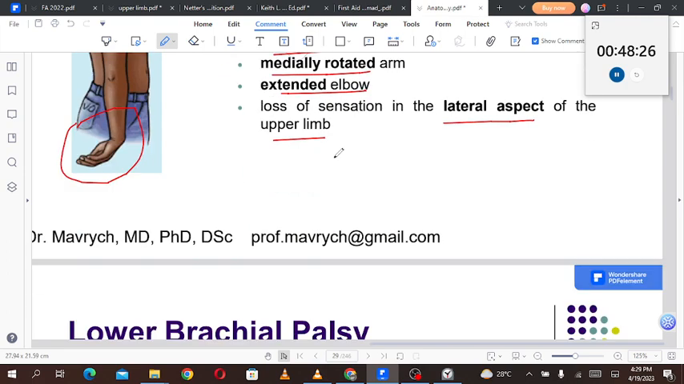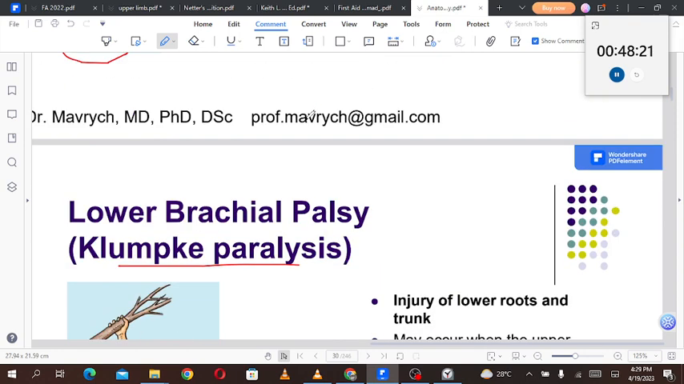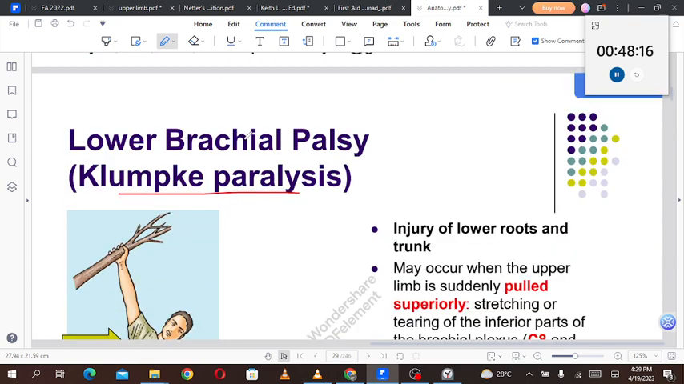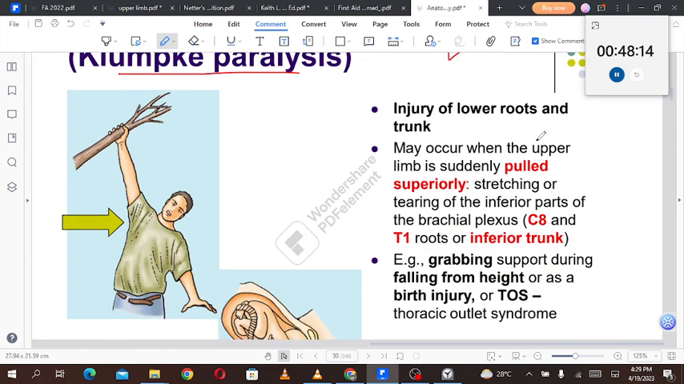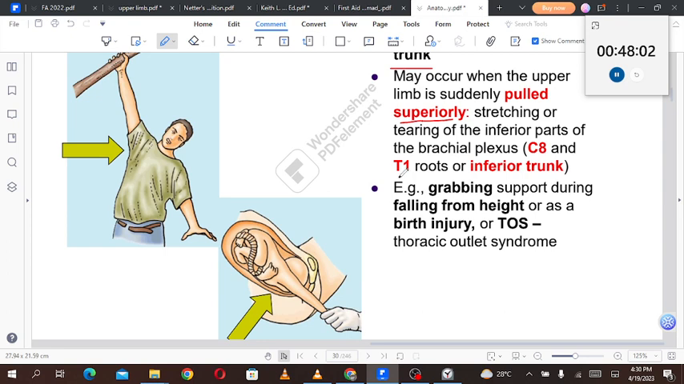So let's keep going on because otherwise it will take very long. Lower brachial palsy is going to cause the Klumpke's paralysis. So the upper one causes Erb Duchenne palsy and the lower one causes the Klumpke's paralysis. Injury to the lower roots and trunks may occur when the upper limb is suddenly pulled superiorly, stretching or tearing the inferior part of the brachial plexus, that is C8 and T1 nerve roots that form the inferior trunk. For example, grabbing support during falling from a height or as a birth injury, or TOS, thoracic outlet syndrome.